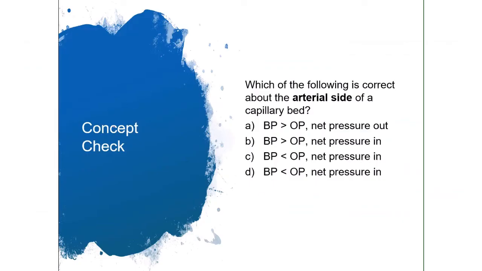Back to the PowerPoint, there are some concept check questions that you can check out. Please do them first before you watch the rest of the video. Which of the following is correct about the arterial side of the capillary bed? On the arterial side, which is over here in the diagram, A and V, the BP is going to be about 30 mmHg, whereas the OP, osmotic pressure, is going to be about 20. So BP is greater than OP, and the net pressure is going to be pushing fluid out.